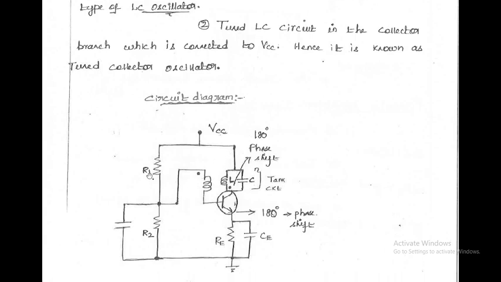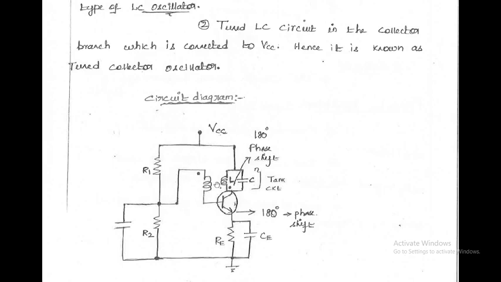And the resistors R1, R2 and RE are used to establish the proper DC operating conditions in this common emitter amplifier. The voltage drop across the secondary winding acts as a feedback signal, which is given to the base of the transistor.